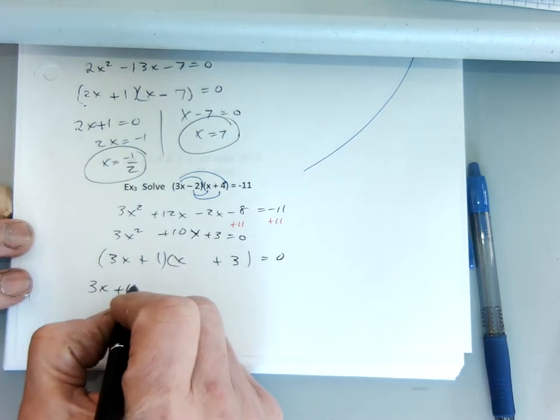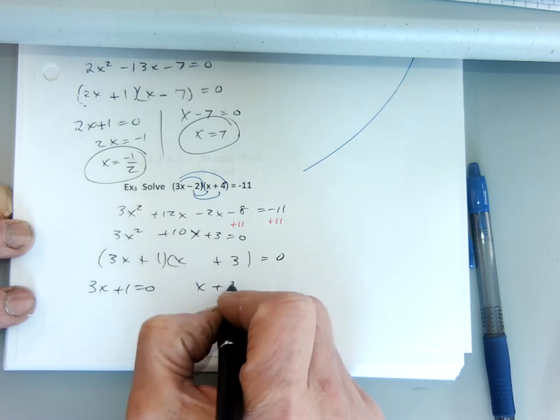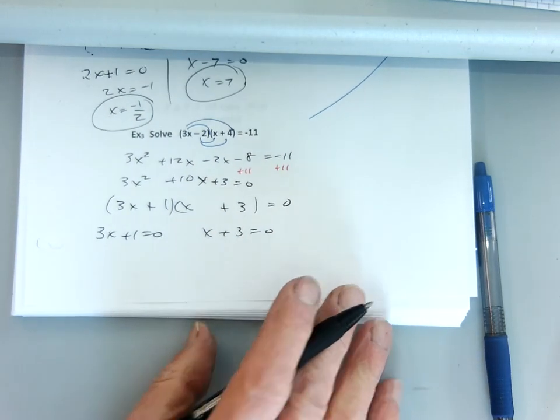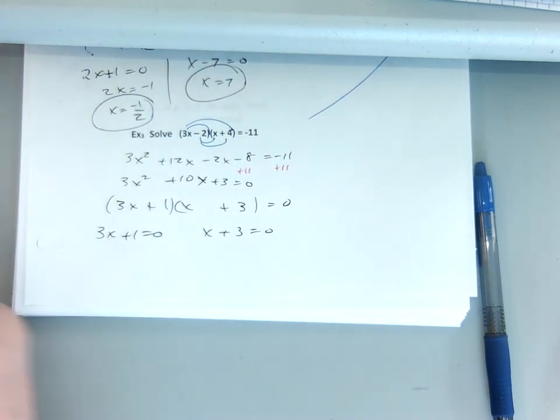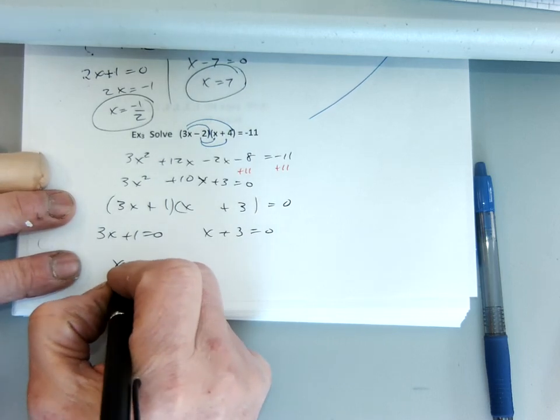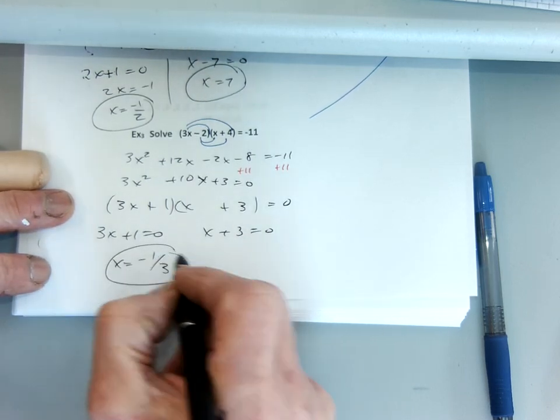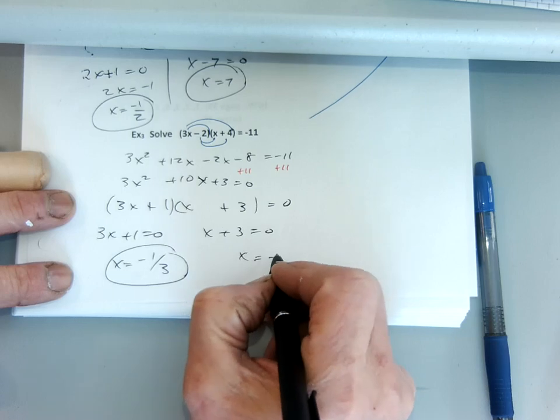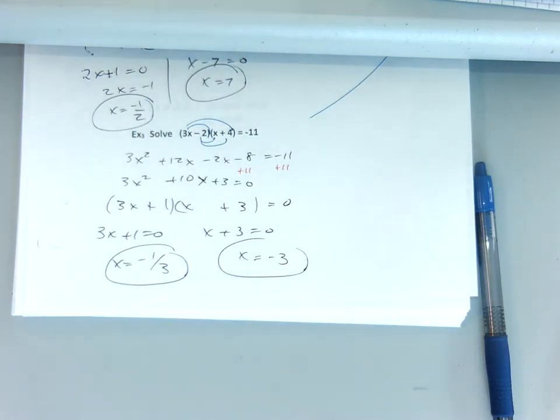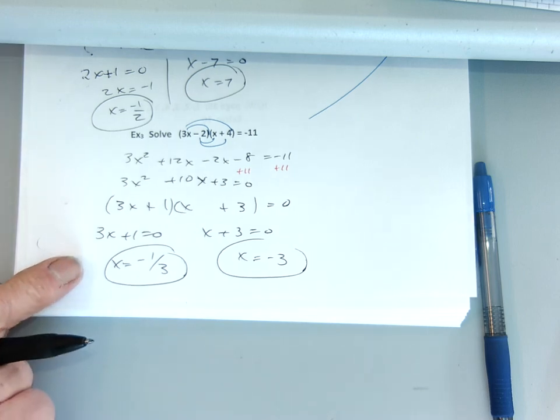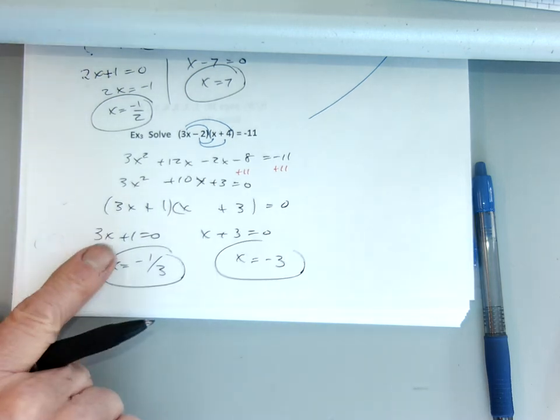3x plus 1 equals 0, and x plus 3 equals 0. And then we just have to finish it up. Minus 1, divide by 3, x is negative 1/3. Minus 3, x is negative 3. How am I doing? Now you're starting to see the difference between pre-calculus and Algebra 2. That problem's a little bit more involved than what you would have seen in Algebra 2, but not difficult for you. You can do it. Turn the page.